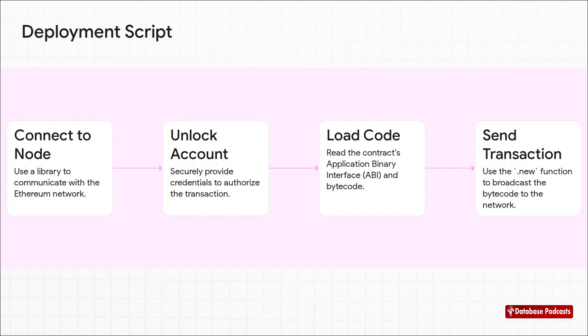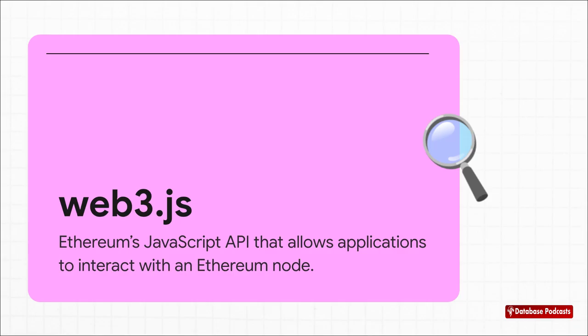Well, the answer is a deployment script. Think of it as a little program that handles the launch for you. First, it connects to an Ethereum node, which is our doorway to the whole network. Second, it securely unlocks your wallet account to prove you have permission to do this. Third, it grabs your compiled code, both the bytecode itself and this thing called the ABI, which is basically an instruction manual for your contract. And finally, it sends out a special create transaction. This transaction tells the entire network, hey, here's a new contract, and gets it mined and permanently locked onto the blockchain.